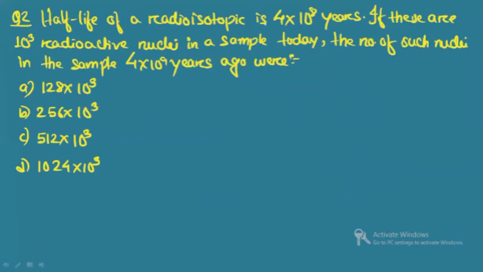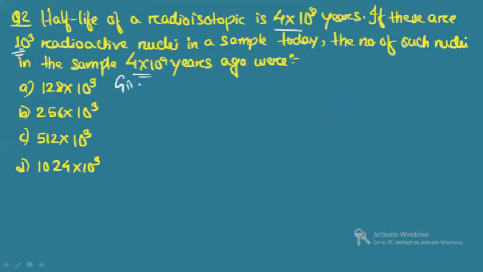Here it is said the half-life of a radioisotope is 4 into 10 to the power 8 years. If there are 10 to the power 3 radioactive nuclei in a sample today, at present 10 to the power 3 nuclei are there, then the number of such nuclei in the sample 4 into 10 to the power 9 years ago will be what? So you have to find the number of nuclei at this particular time.